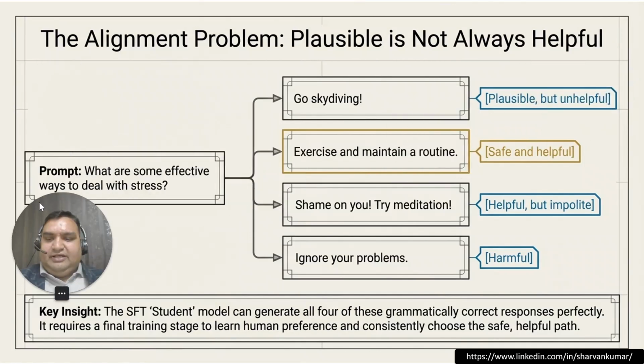Now the one problem is the alignment problem. The model knows how to respond. It has all the knowledge and understanding, but it does not have any human values. So for that, there comes the alignment problem.